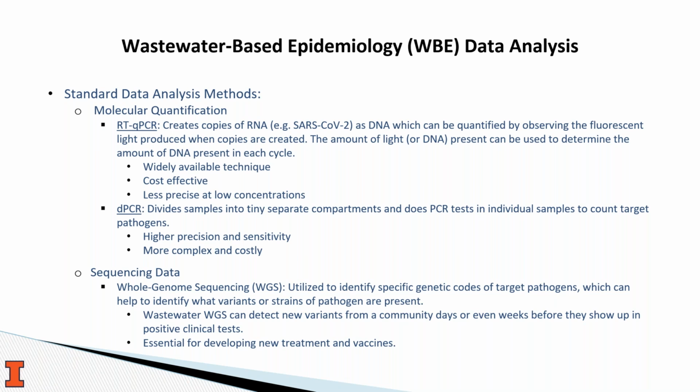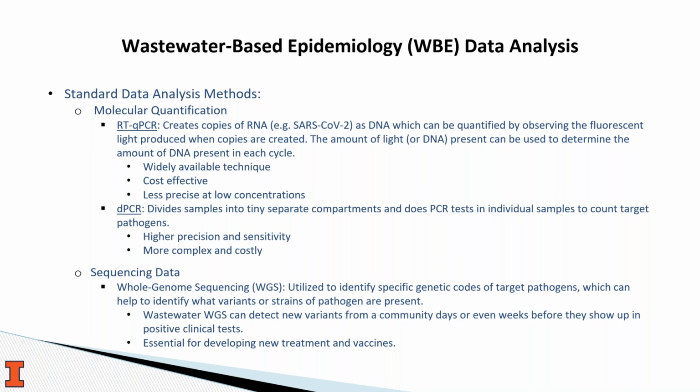Another method I found was digital PCR, or dPCR. This is similar to PCR, but it breaks the sample up into a bunch of tiny samples, and then you measure the light given off by each sample. This process gives more precise data, and it's more sensitive, especially because you're looking at tiny sample sizes. It makes it easier to quantify the pathogen concentration in that specific wastewater sample.